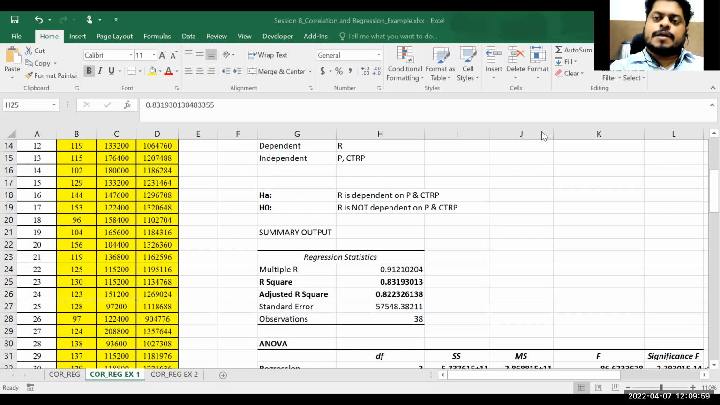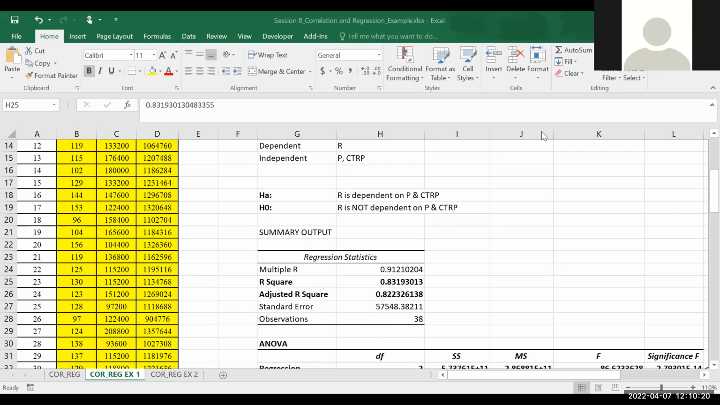But to the extent, let's say, 60%, 70%, you can predict with that accuracy why a person is going to leave your company. So that is where the explanation of your model is given by your R square value. Now what about adjusted R square? Yes, Abhijit.